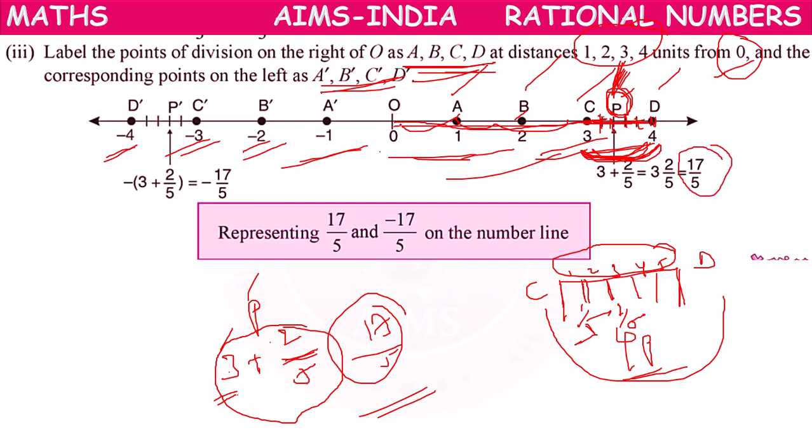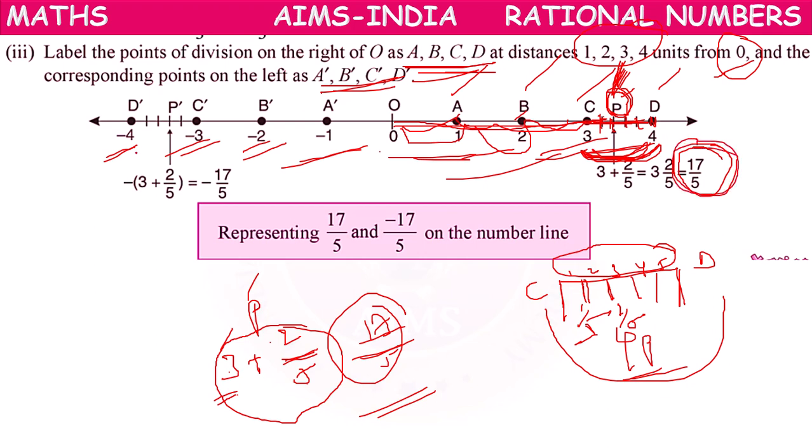Not only between 0 and 1, we can insert a rational number between 1 and 2, 2 and 3, 3 and 4, or anywhere between 2 consecutive points. We can divide into equal parts and find its value. But prior to that, whatever complete unit values are there, that has to be added. So this is 17 by 5.